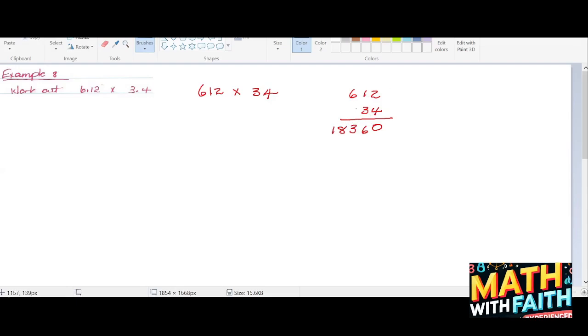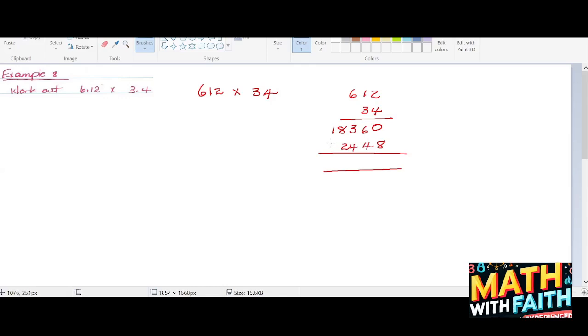Right? Now I'm going to multiply by the ones. I don't need to put the 0 because I'm multiplying by the single digits right here. So 4 twos are 8. 1 four is 4. 6 fours are 24.